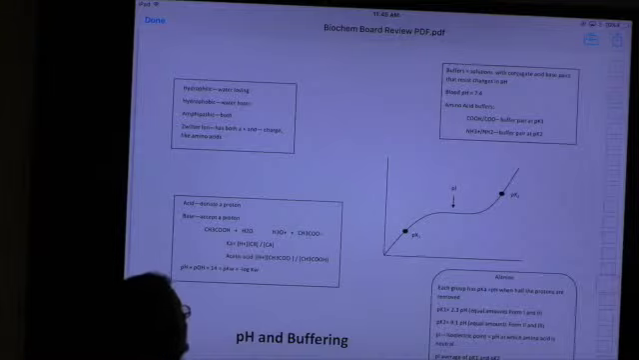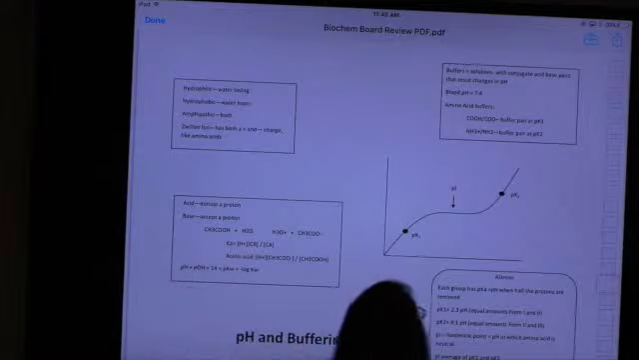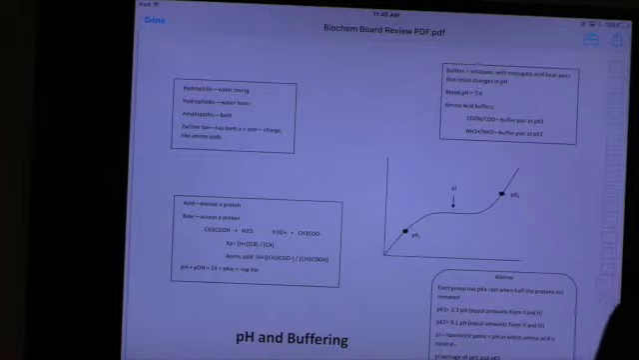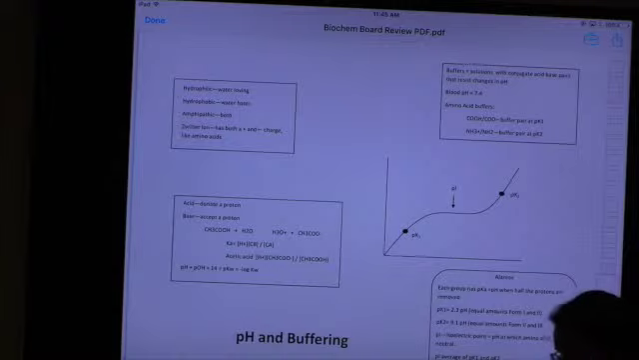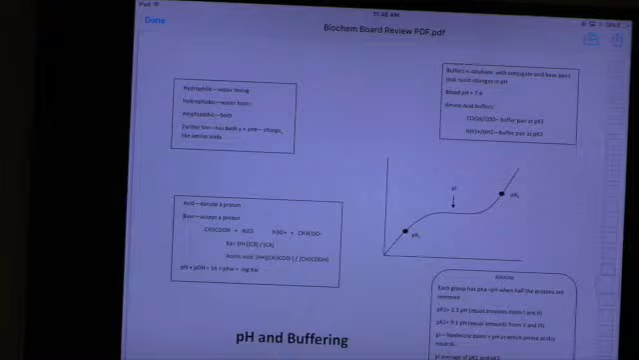A buffer is a solution that has a conjugate acid and conjugate base that resists pH change. So remember, you need to know a buffer resists pH change, right? It's buffering. Okay? What is blood pH? Yeah. So amino acids make great buffers. That's the reason I put this in this section.